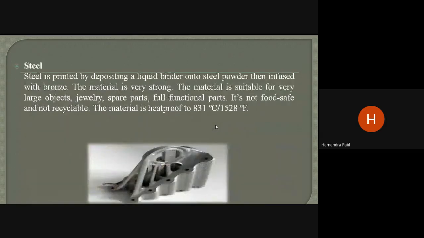Next is steel, or we can say different stainless steels or different grades of steel can be printed. Steel is printed by depositing a liquid binder onto the steel powder, then infused with bronze. The material is very strong and suitable for very large objects, and is also used for making jewelry, spare parts, and fully functional parts. It is not food safe and not recyclable. The material is heat proof up to 831 degrees Celsius or 1528 degrees Fahrenheit. So it has very high thermal properties.